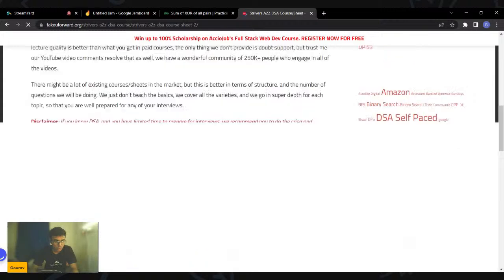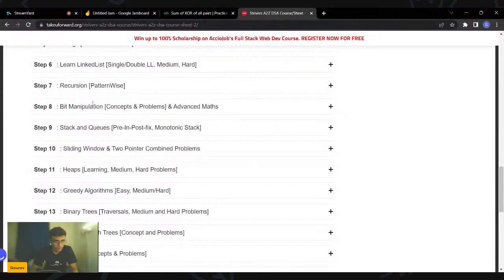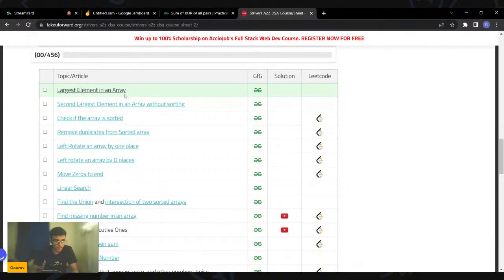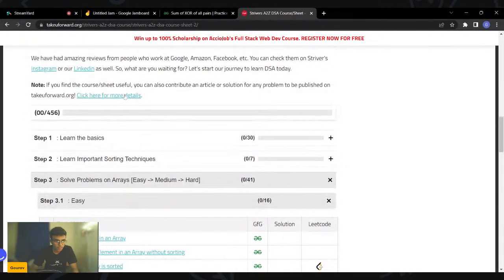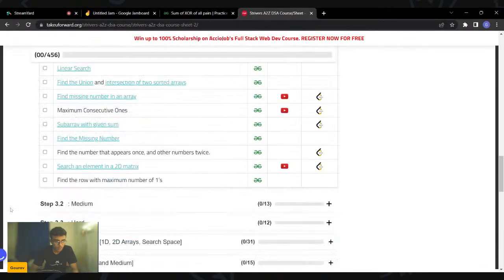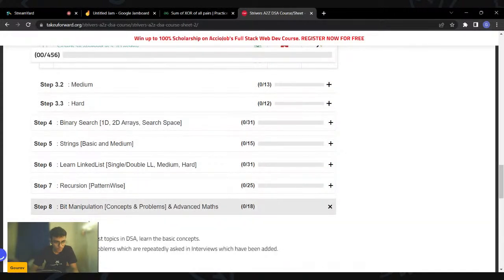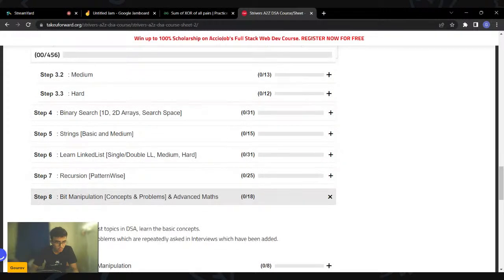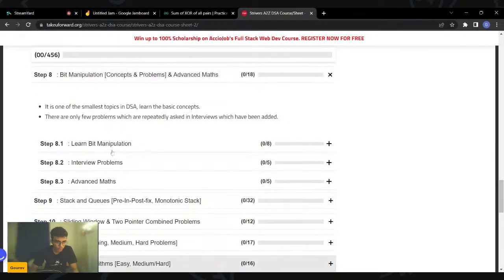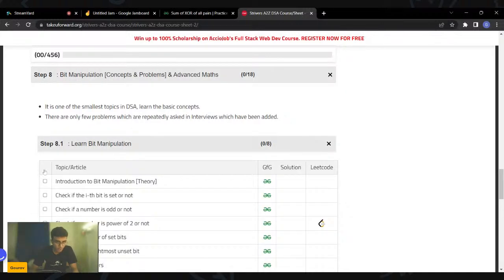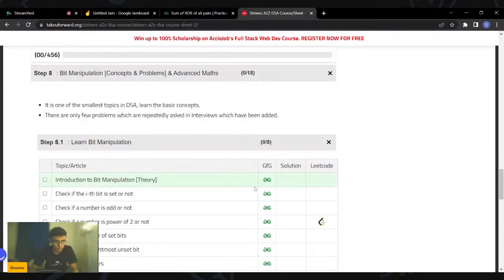So you can just scroll it down and you will find bit manipulation here. In this bit manipulation topic, you will find various other problems related to topics like. So this is bits manipulation, and under bits manipulation, you will find a topic called learn bit manipulation. Under learn bit manipulation, you will find various GFG links. You can solve these problems about various small concepts related to bits manipulation.